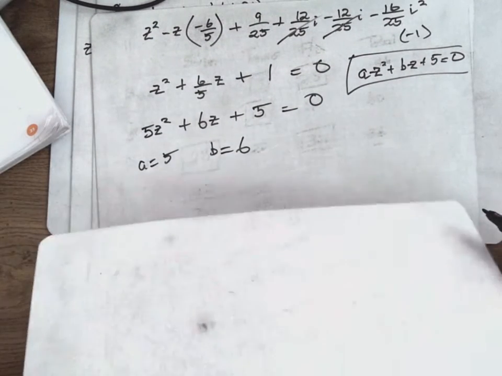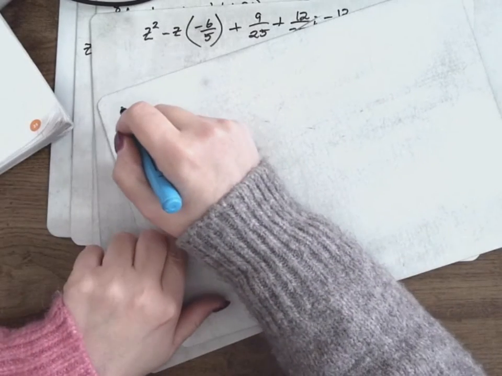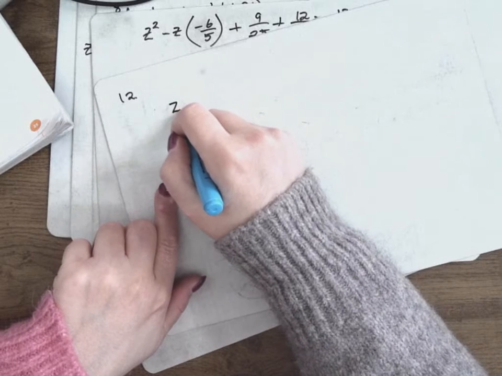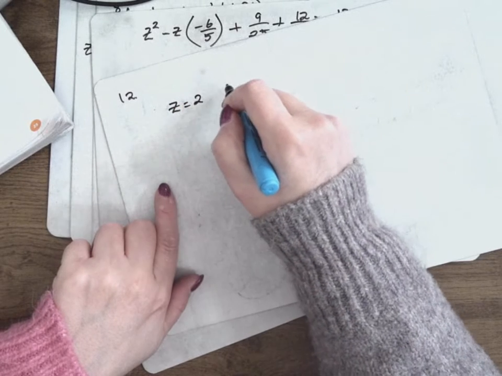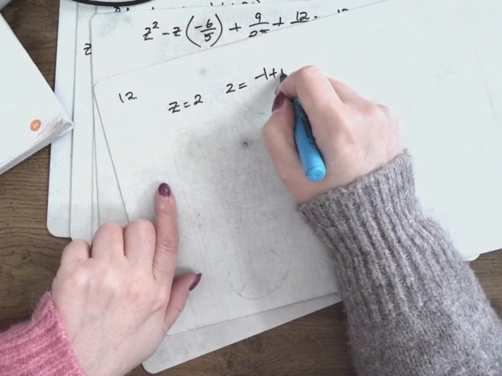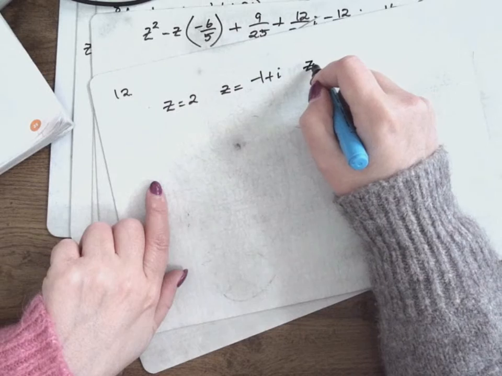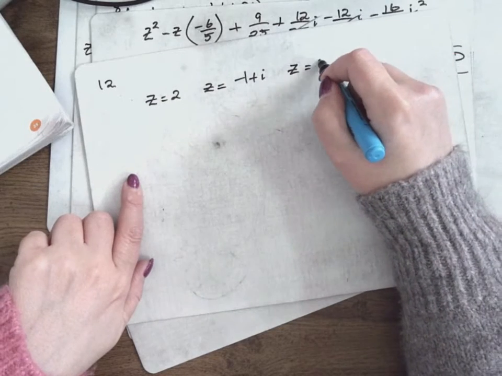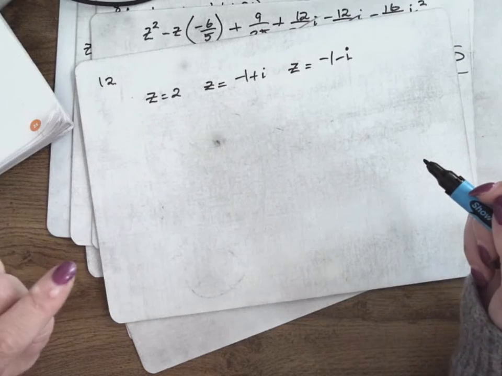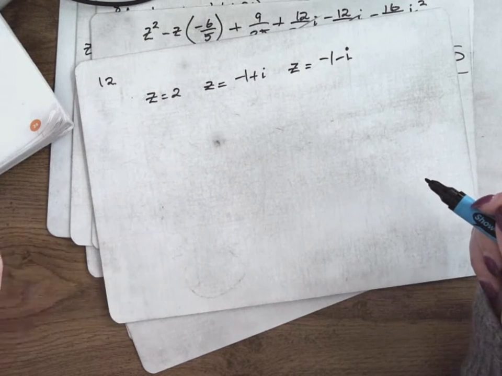Right, okay, 12. Form a cubic equation with real coefficients where the roots are z equals 2, z equals minus 1 plus i, and I also have the third root, which is what? Minus 1 minus i. How do I know? Because they told me the coefficients were real. Okay, is that right? So I have the three roots.